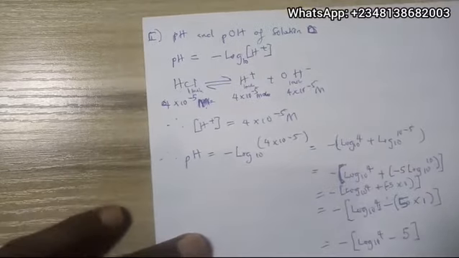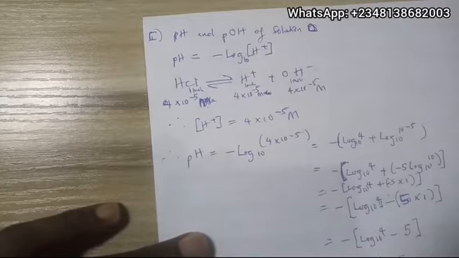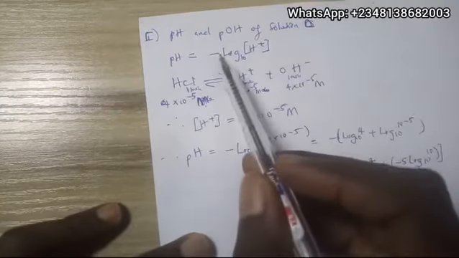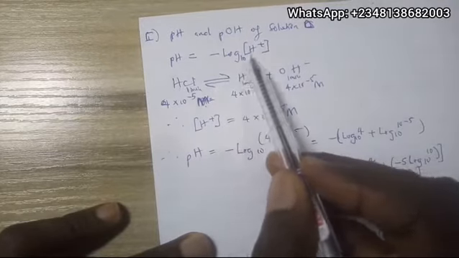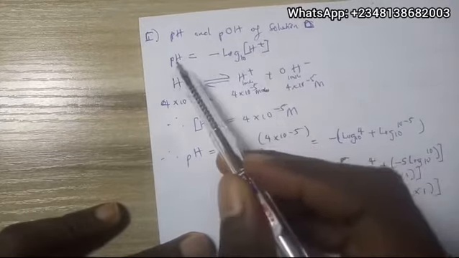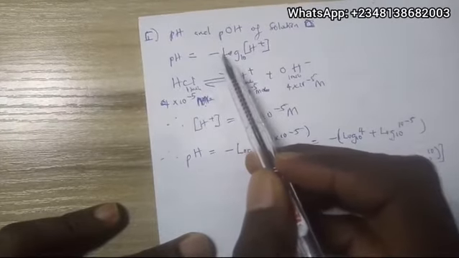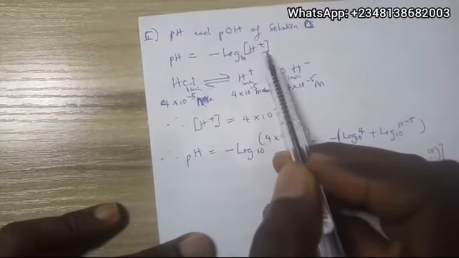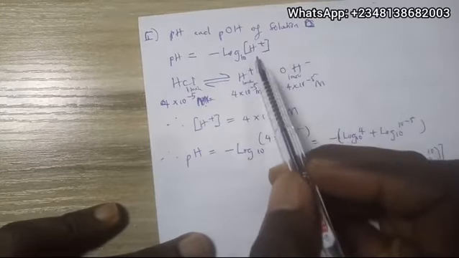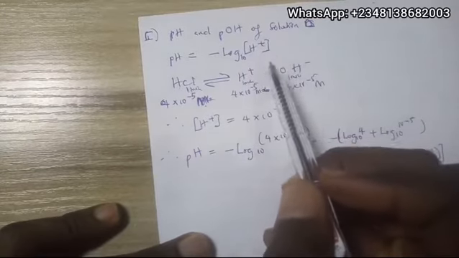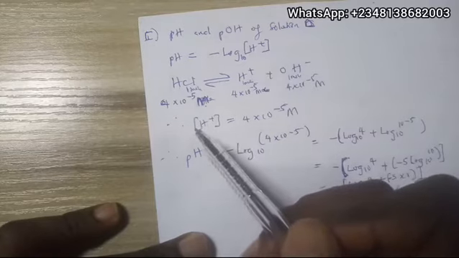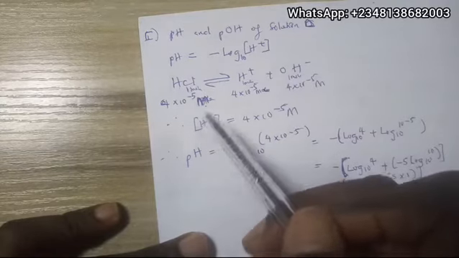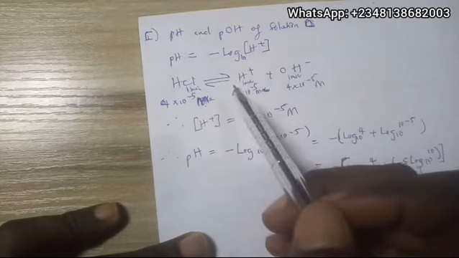Remember, there's the relationship between hydrogen ion concentration and the log and pH. They say that pH of a solution is defined as negative log to base 10 of the hydrogen ion concentration. pH is defined as negative log to base 10 of hydrogen ion concentration. Now, how do we find the hydrogen ion concentration in hydrochloric acid solution that has molarity of 4 times 10 to the power minus 5 mole per dm cube? How do we now find it?